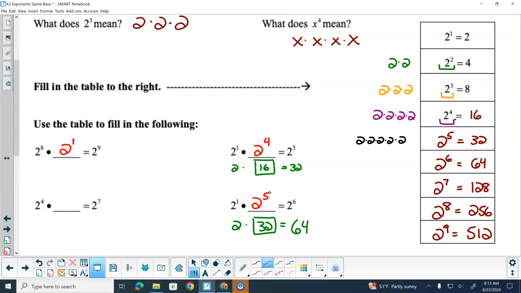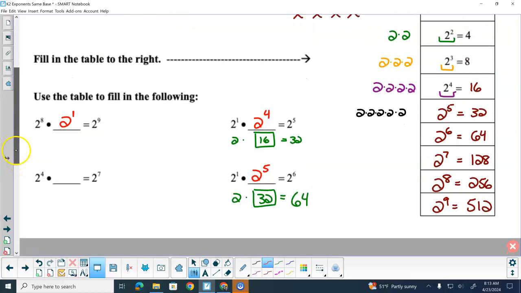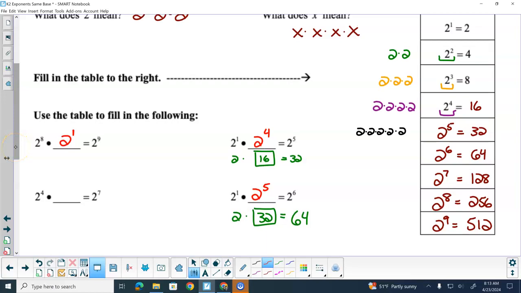Try this next one. 2 to the 4th. What can I write 2 to the 4th as? 16, right over there in my chart. This is going to be 16 times something is going to equal 2 to the 7th. What can I write 2 to the 7th as? 128. Okay? Now, this one we might need a calculator for. 16 times what number gets me 128? Or, another way of saying it is 128 divided by 16. Gets me what? What do you got?